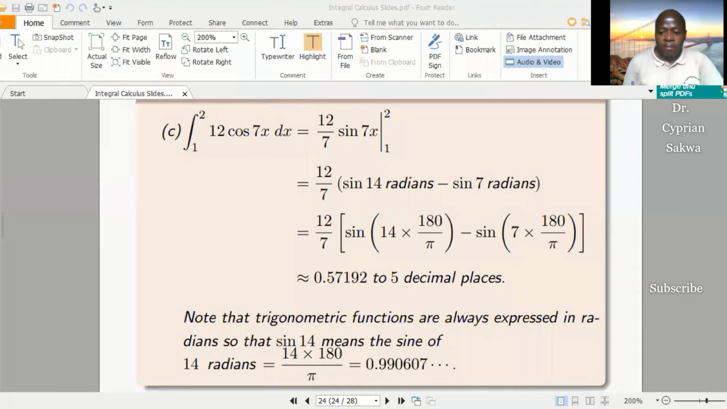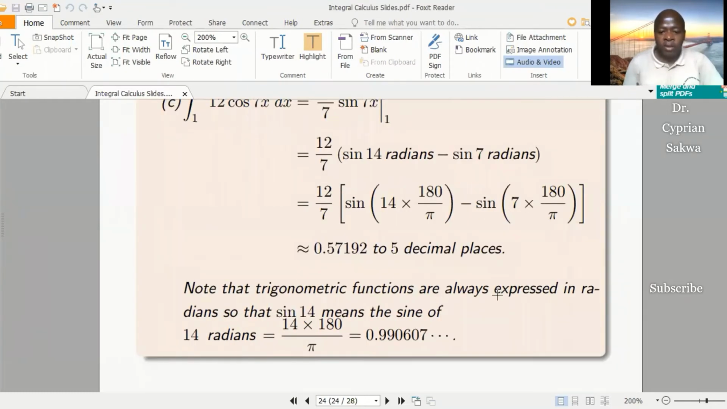So I've just explained what I mean by those radians at this point, and I'm saying that trigonometric functions will always be expressed in radians, so that sine 14 makes the sine of 14 radians. It's the sine of this.